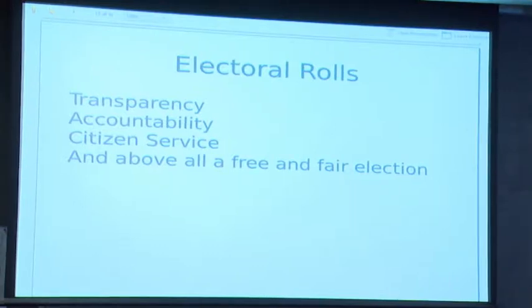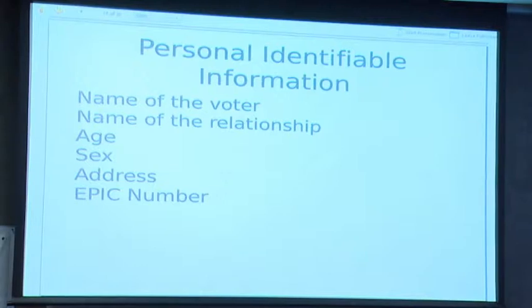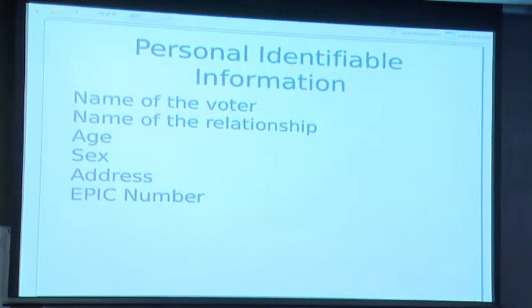So as I mentioned, these are the... So I'll get down to what electoral rolls contain. Electoral rolls contain the name of the voter, the relationship, so you have the husband of, wife of, the age of the person, the sex of the person, the address of the person, and the EPIC number.